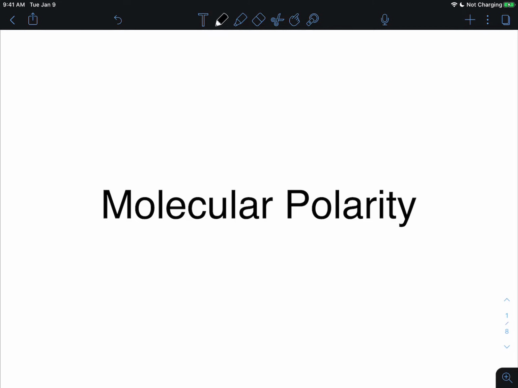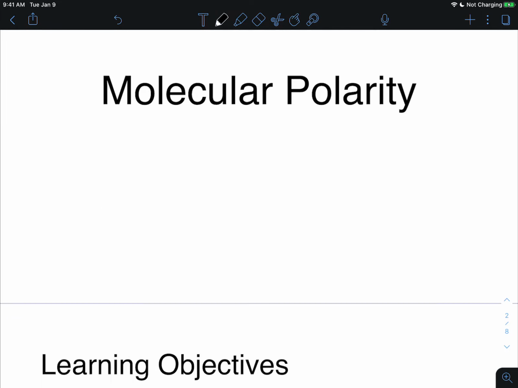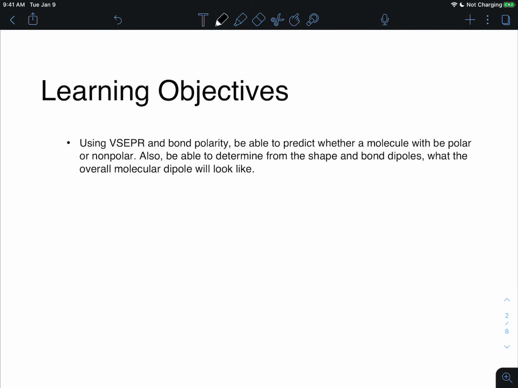Hey guys, in this video we're going to look at the idea of molecular polarity. We're going to relate it back to our bond polarity that we talked about in the last module. So combining the idea of VSEPR and bond polarity into determining the polarity of an overall molecule. So we're going to use VSEPR and bond polarity together to determine whether or not a molecule is polar or nonpolar. And we're also going to look at our shapes and our bond dipoles to determine our overall molecular dipole if we do have a polar molecule.